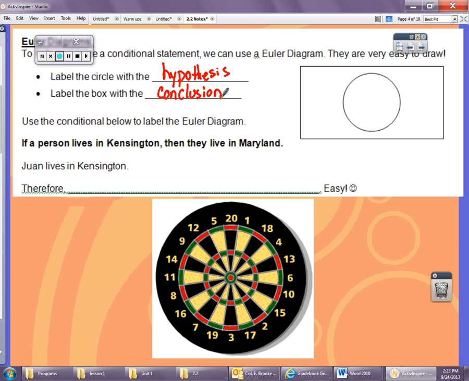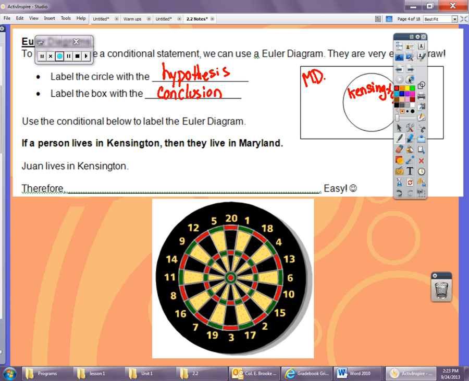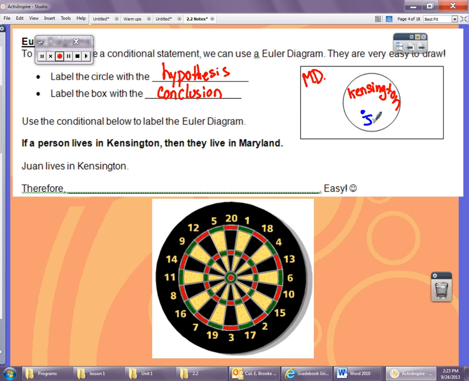So when we look at this, it says if a person lives in Kensington, then they live in Maryland. Well, the hypothesis is if they live in Kensington. Alright, so this is Kensington. So if they live in Kensington, then they live in Maryland. That's our conclusion. Well, it says Juan lives in Kensington. Well, we can put Juan right here. He's in Kensington. So therefore, Juan lives in Maryland.